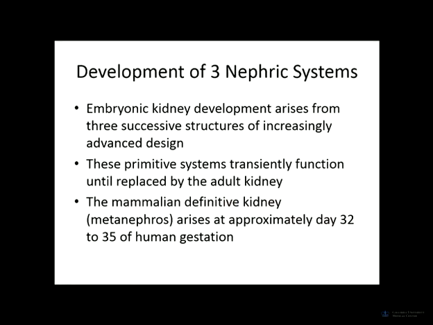So there are 3 systems that develop in sequence, but there's temporal overlap between each of the stages. There are 3 successive structures of increasingly advanced design, and they primitively function until they're replaced by the adult kidney, which is really coming from the 3rd stage of this 3-staged system. And this in humans arises at about day 32 to 35.